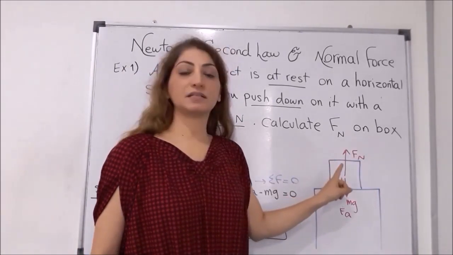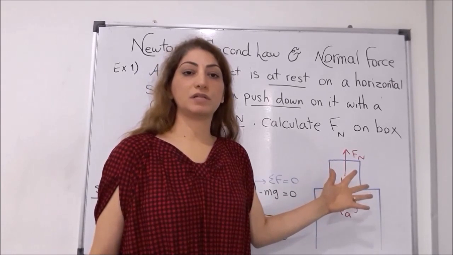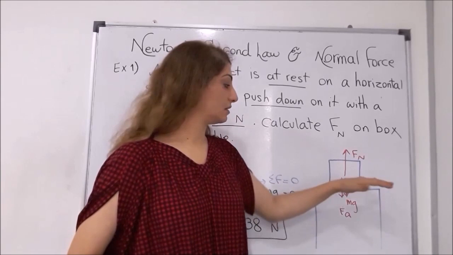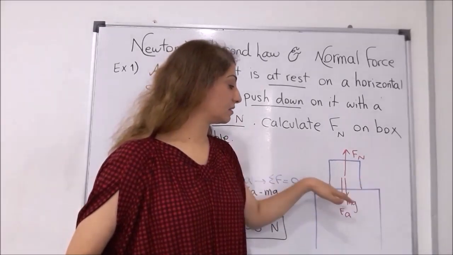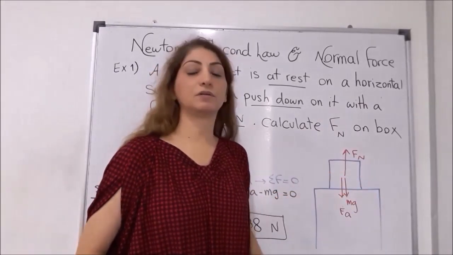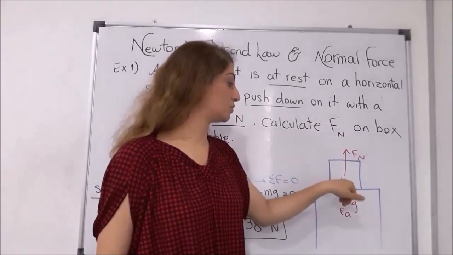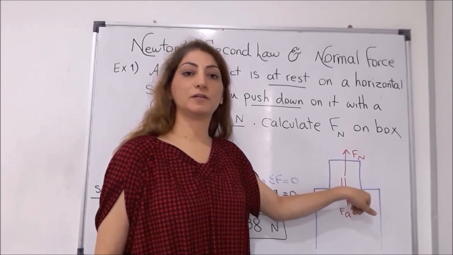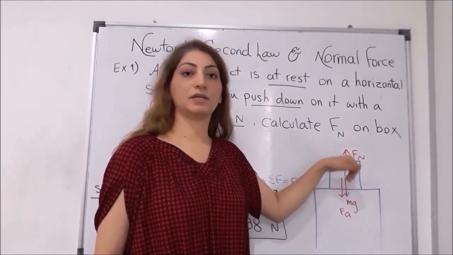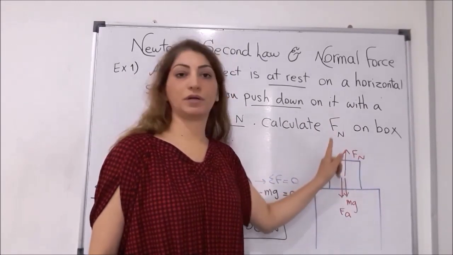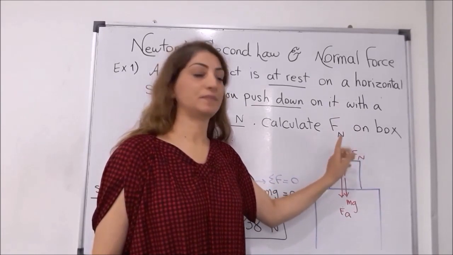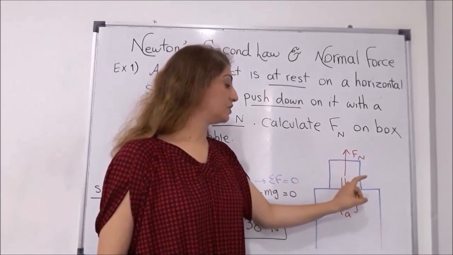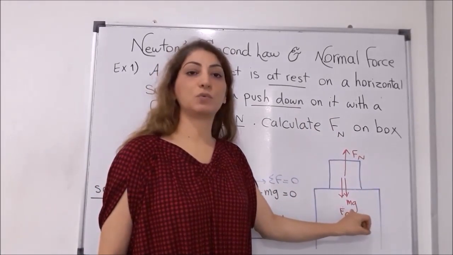We said that the normal force is always a force acting perpendicular to the common surface between the two objects. So it is a force exerted by the table on the box. So it is upward. We call this force the normal force. Another force we have is the weight of the object, which is directed towards the center of the Earth.